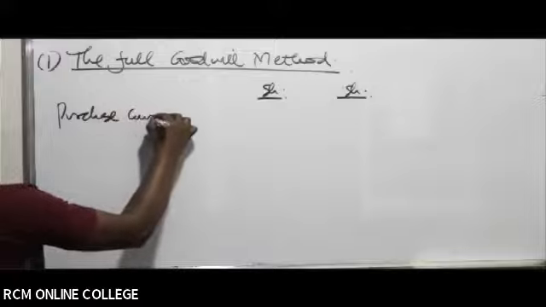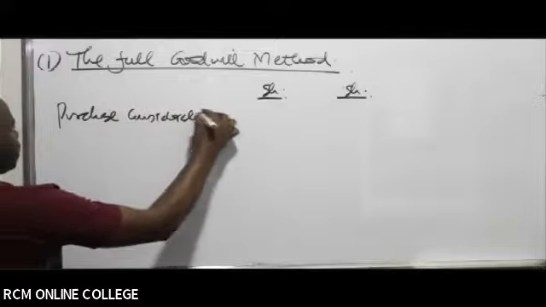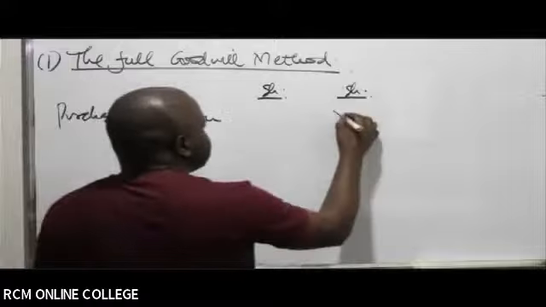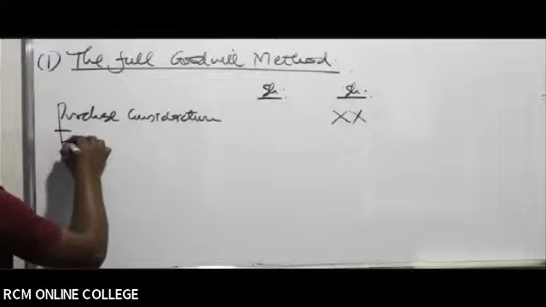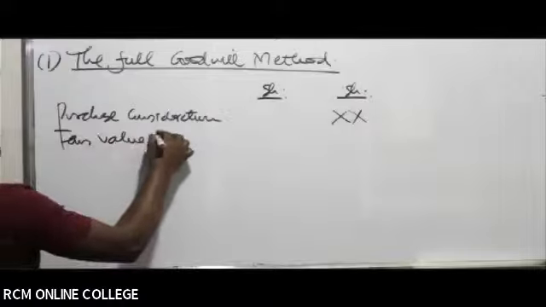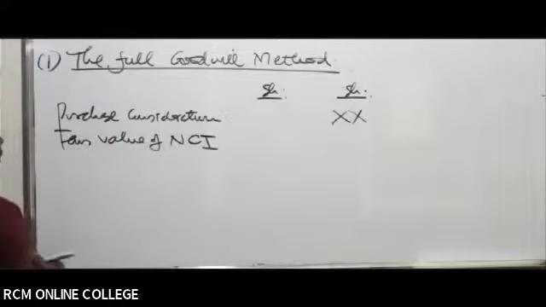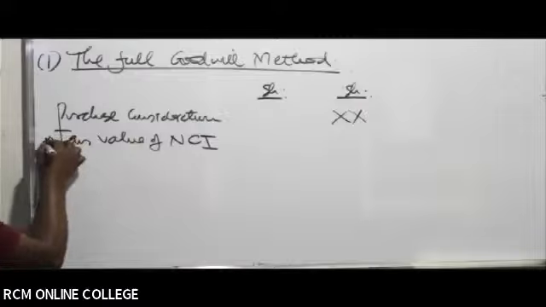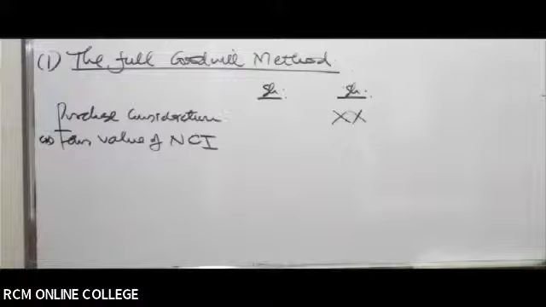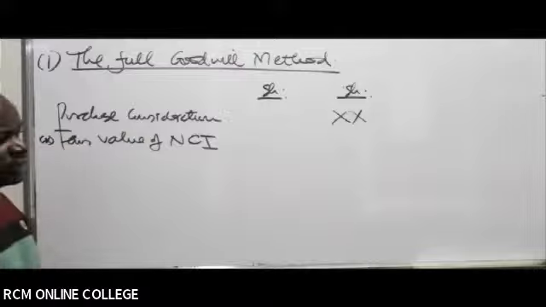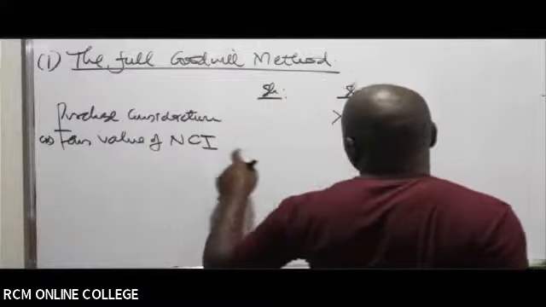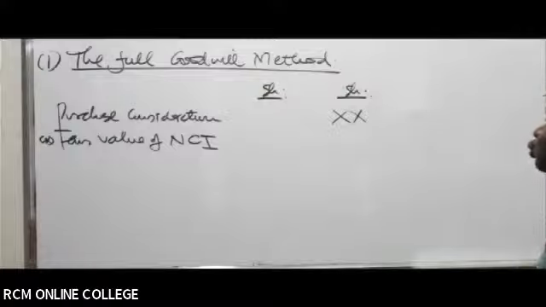You first of all start with purchase consideration, and you put the figure there. Then you consider the fair value of non-controlling interests. This one majorly will be given by the examiner in the additional information. Even the purchase consideration sometimes is given, but sometimes you have to calculate it. Sometimes they can hide this one, but for this one the examiner is usually very fair. He'll just give it to you.